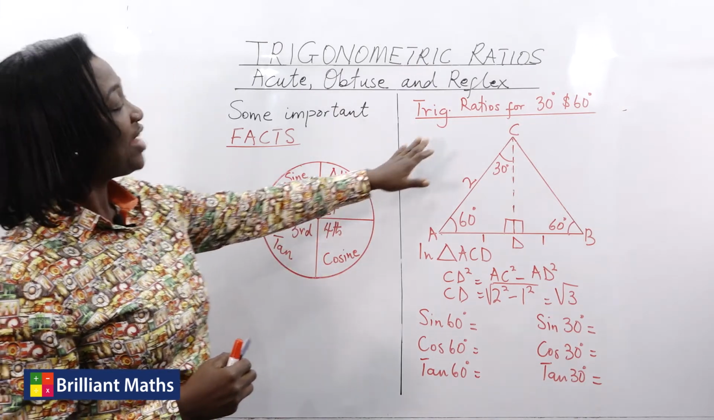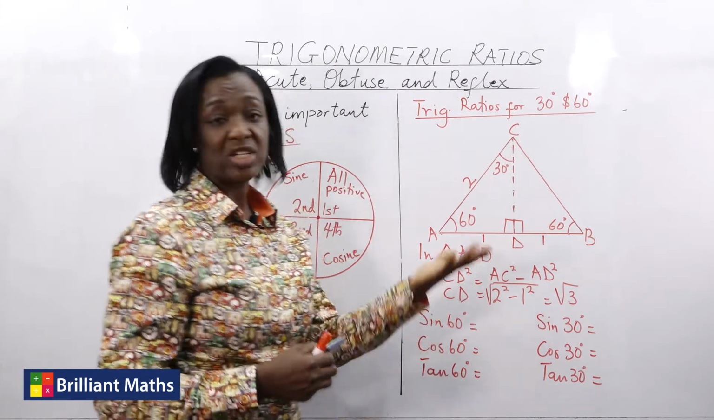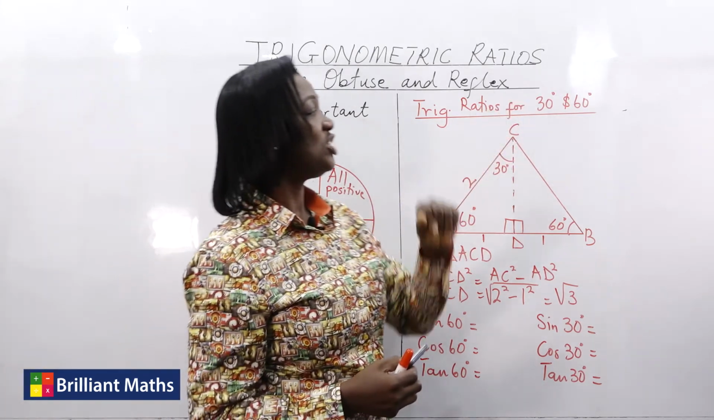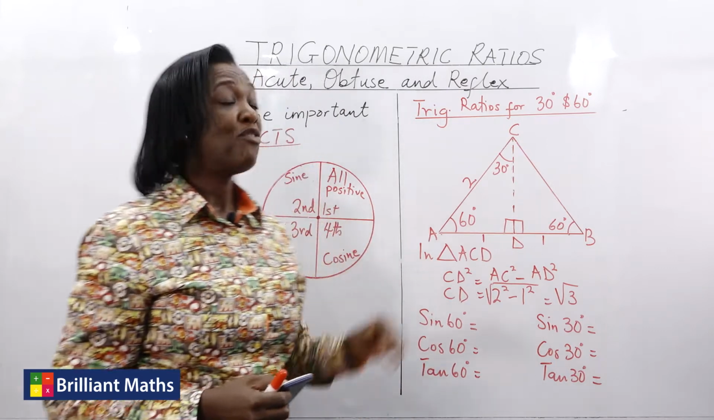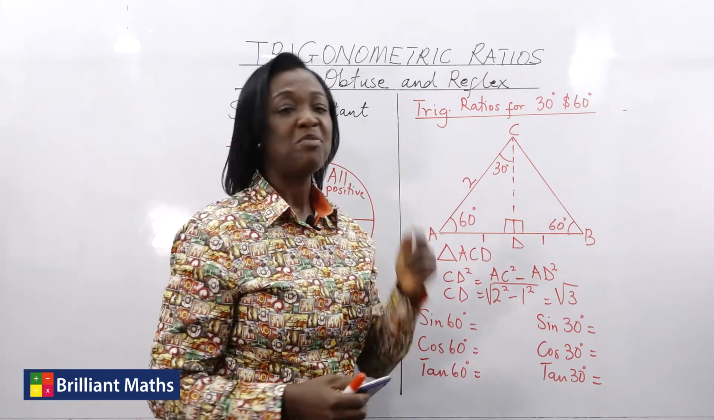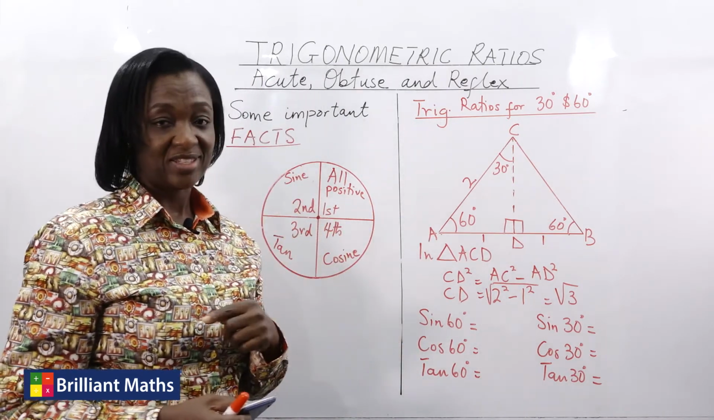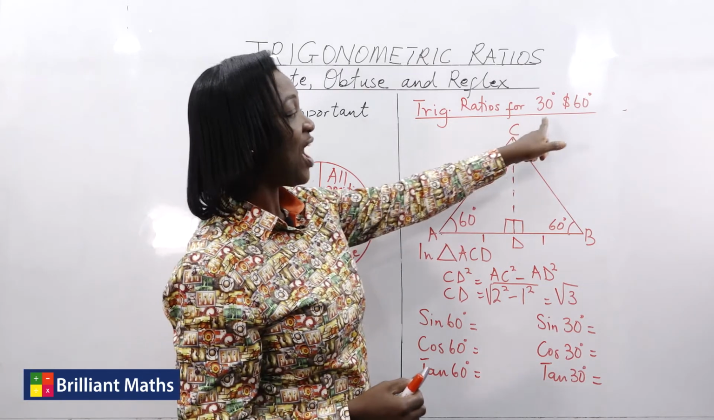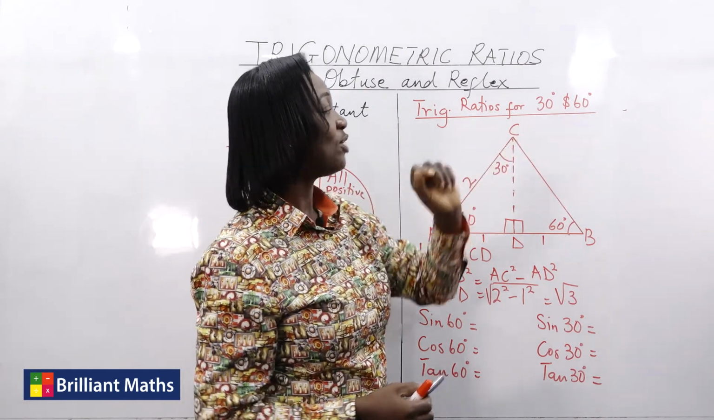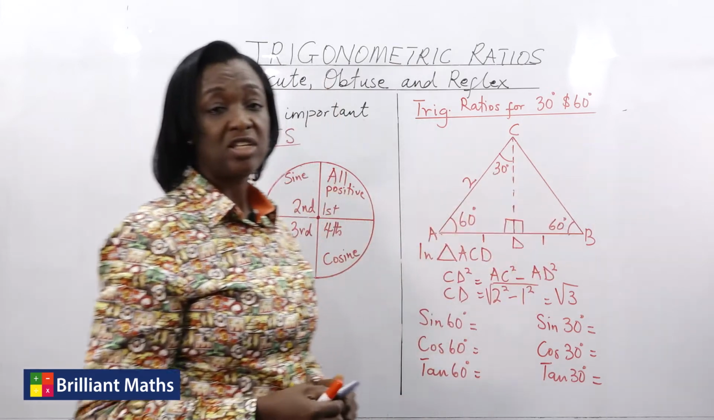Then next, we look at the trig ratios for special angles. Let's say angle 30 degrees and angle 60 degrees. For angle 45, you'll find that in Brilliant Maths Module 6. So today we're just going to look at how to find values for angle 30 and 60 degrees.